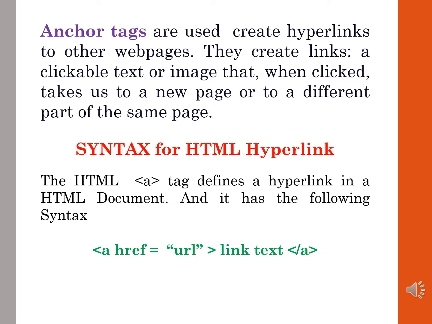Now let's see the syntax for an HTML hyperlink. The HTML a tag defines a hyperlink in an HTML document, and it has the following syntax. If you see a href, the href, or hypertext reference, is nothing but you referring to the other document, the path to which the hyperlink will lead you when you click it. Then you close the bracket, give the text for whatever words you want, and close the anchor tag.